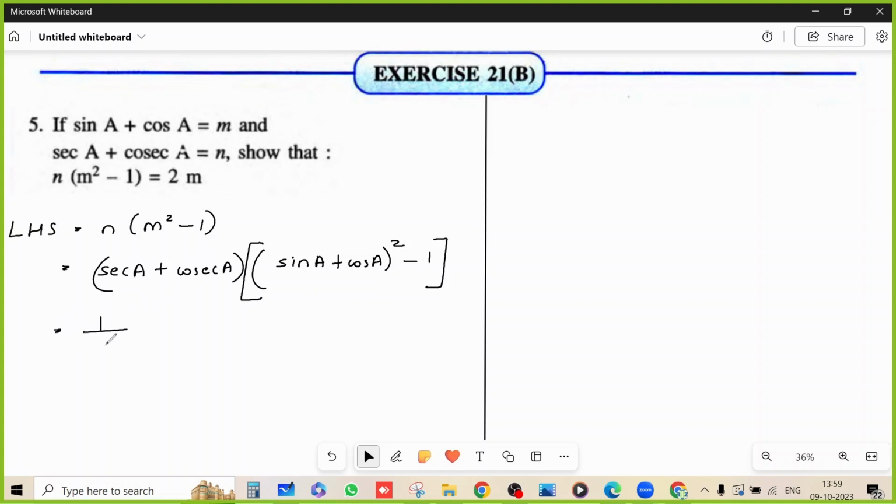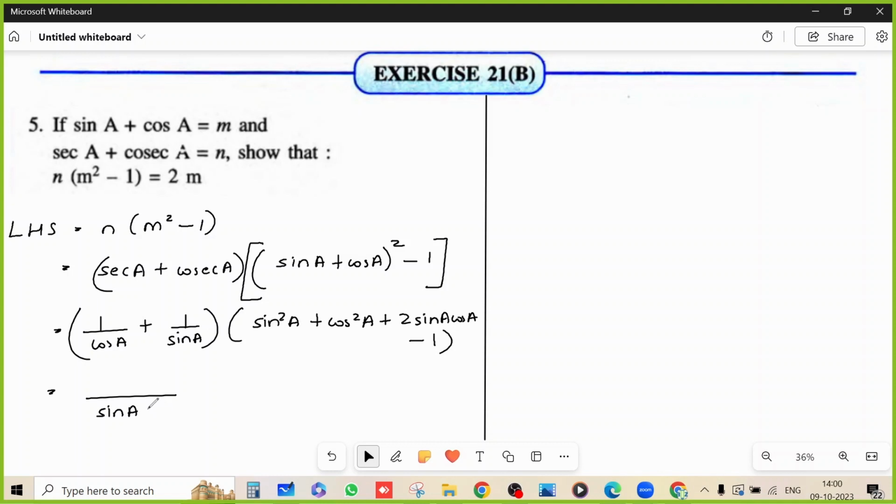So sec a can be written as 1 upon cos a, and cosec a can be written as 1 upon sin a. Here we will apply the formula of a plus b whole square. So this will become sine square A plus cos square A plus 2 sine A cos A minus 1. Now we will take the LCM. This will become sine A into cos A. The numerator will become sine A plus cos A.